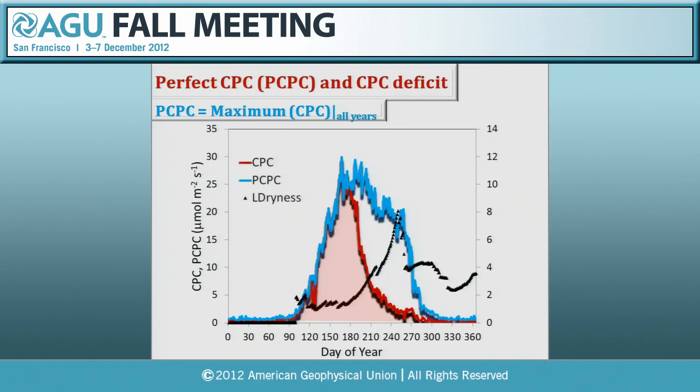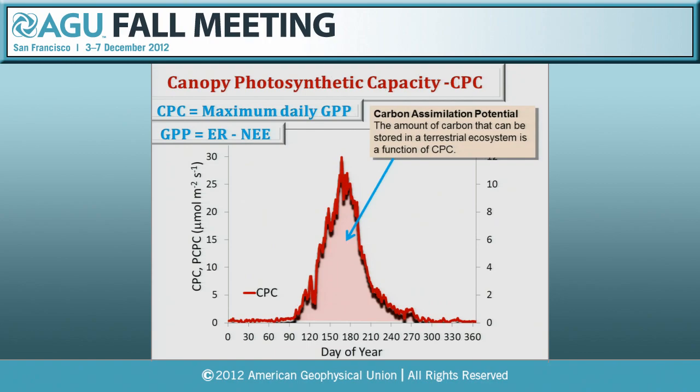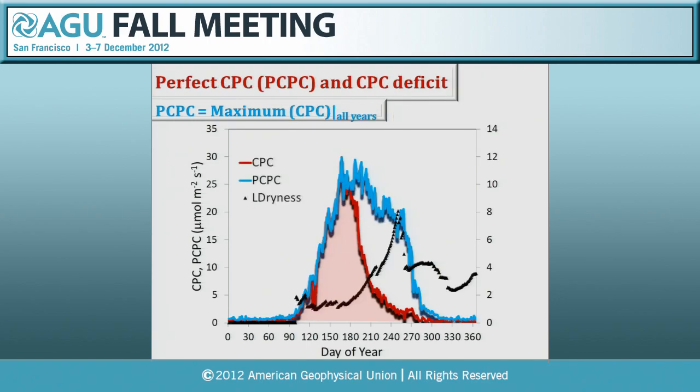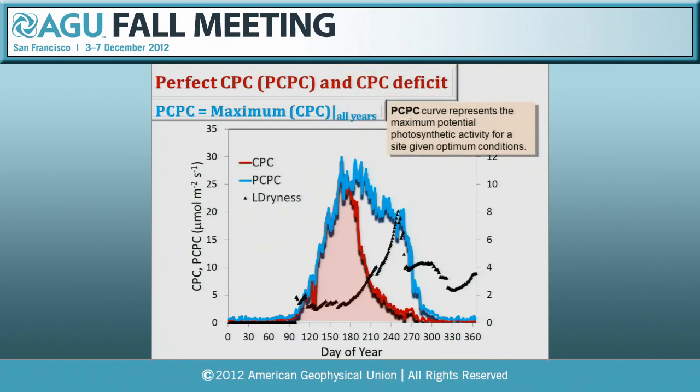And perfect CPC, for example, if we have 7 years of data, perfect CPC is defined by the maximum CPC. You see, over 7 years we pick the maximum one. So then we get a perfect curve. Then the difference between perfect CPC and CPC, we call CPC deficit.